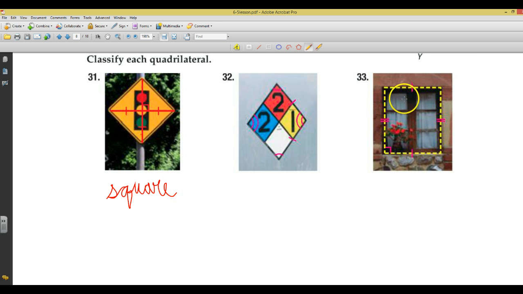For number 33, opposite sides are congruent, so it is a parallelogram. And we have a right angle down here. So if a parallelogram has a right angle, then all four angles are right angles, which means that it is a rectangle.